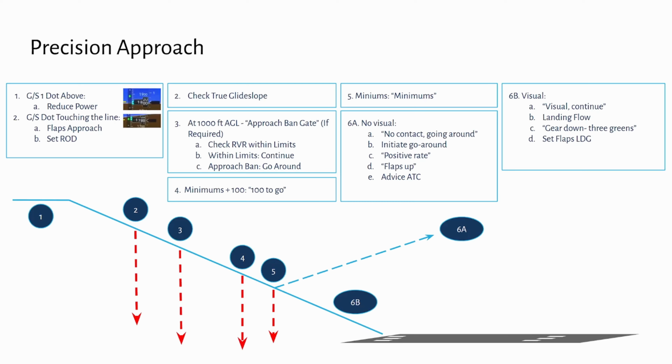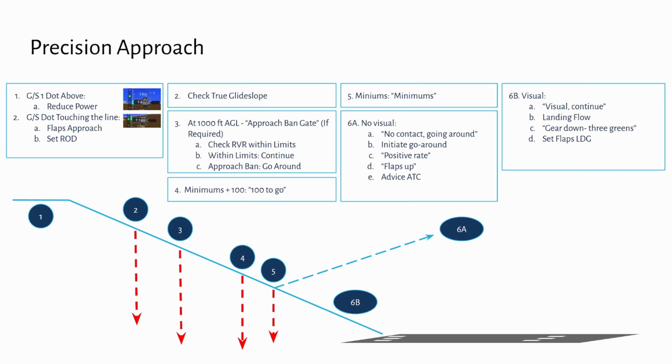Then if the RVR is below the requirements, then we will need to check the RVR as we get to 1,000 feet, also known as the approach ban gate. However, if the RVR is already above the requirement, we do not have to do this check.